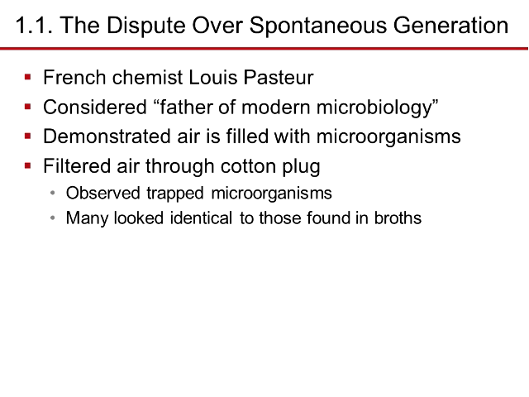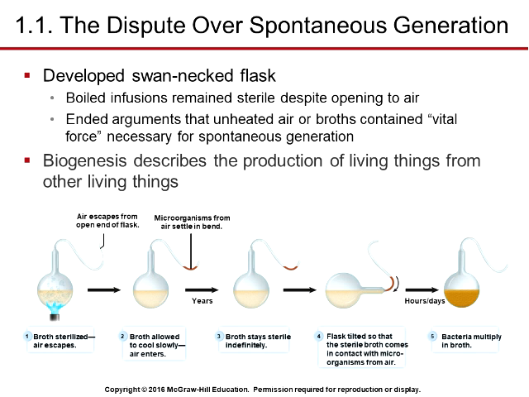So he made a hypothesis that these are the organisms that were causing growth in the broth. He developed what's called a swan-necked flask, and you see here it has this little S-shaped neck. He boiled the infusions, and they remained sterile despite being open to the air. So the organisms couldn't get in there. They could settle here, if you will, but they couldn't get in.